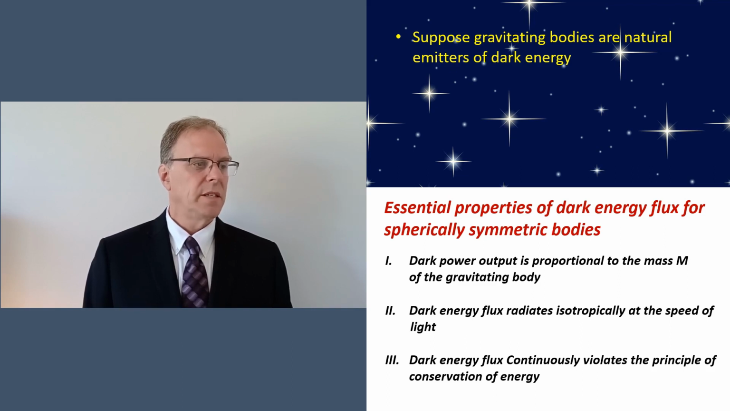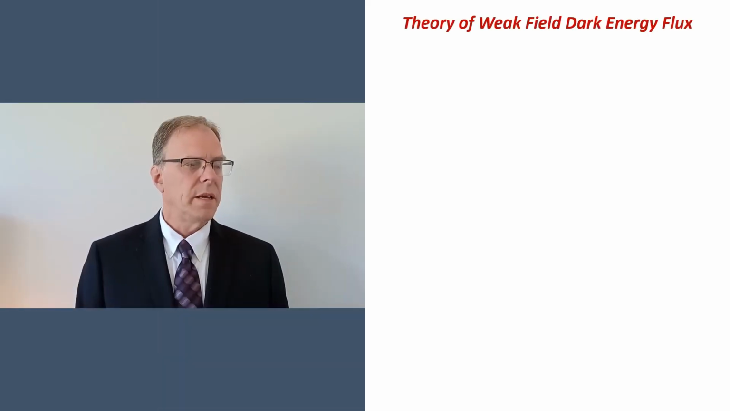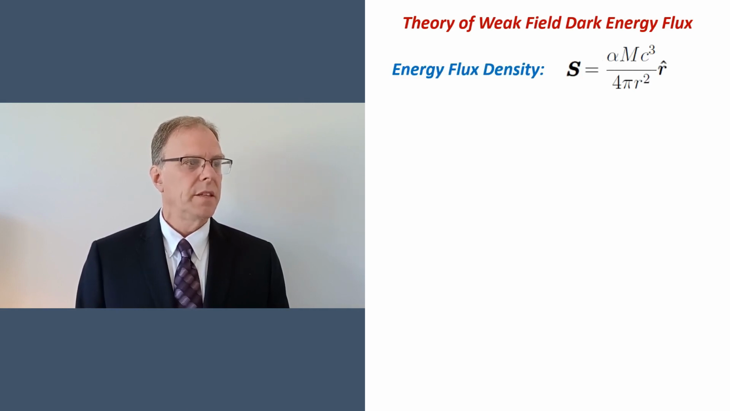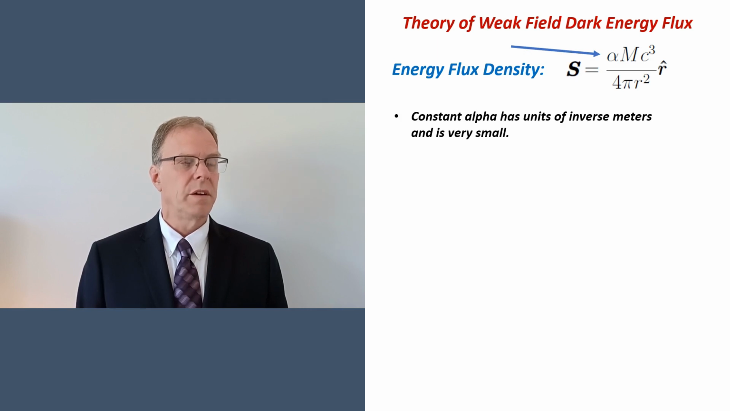What I mean by this is that the mass of the gravitating body does not decrease as this energy is radiated. Of course, we're not saying anything about the source of the dark energy or even whether it can be detected. That's all important, but for now, let's just write down some simple freshman physics based on requirements 1, 2, and 3. For a test star of mass m, it's easy to write an associated 1 over r squared dark energy flux. In this formula, the constant alpha, shown by the floating blue arrow, has units of inverse meters and is assumed to be very small.